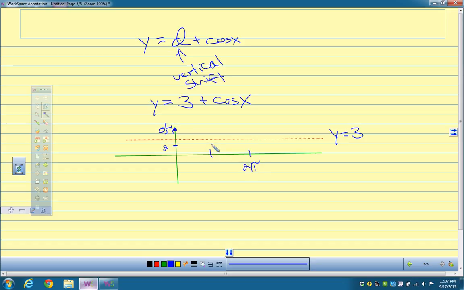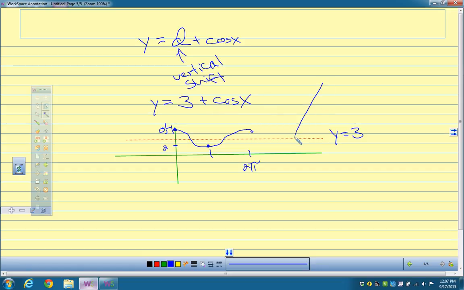So this graph, you probably want to put the low point here since it's a cosine function, and the high point here, and it would look something like this. I should have drawn it better, but that's one period of y equals 3 plus cosine x.